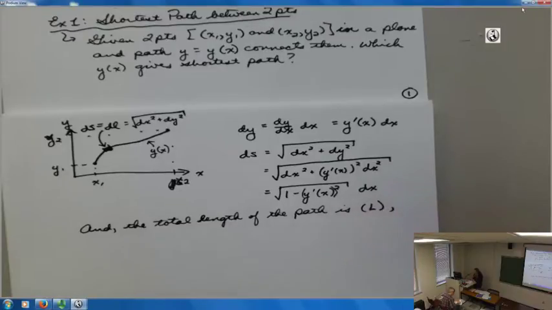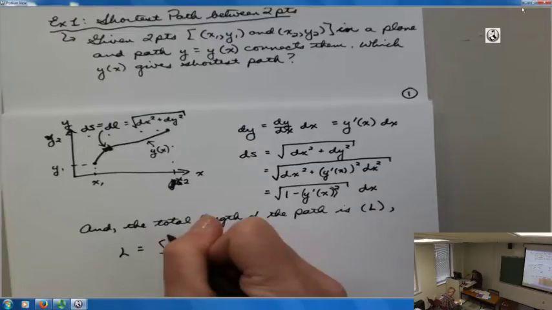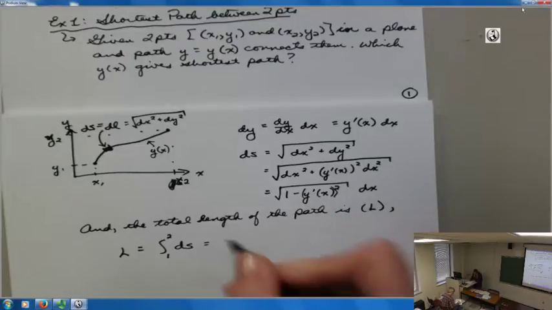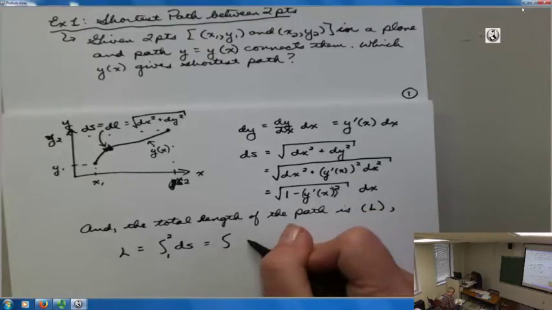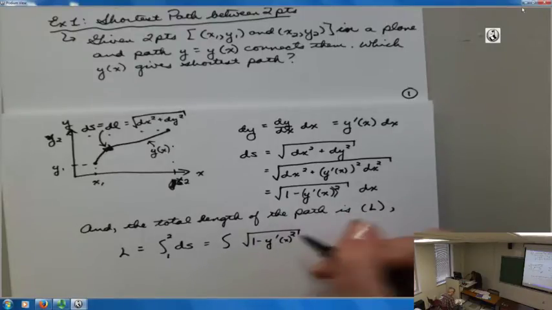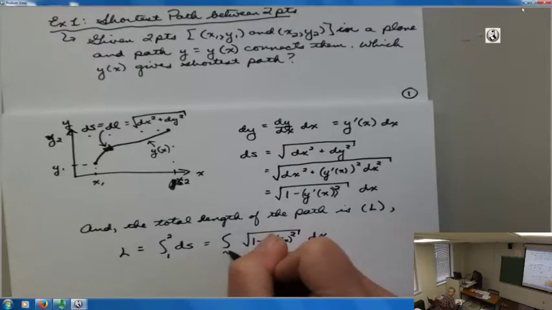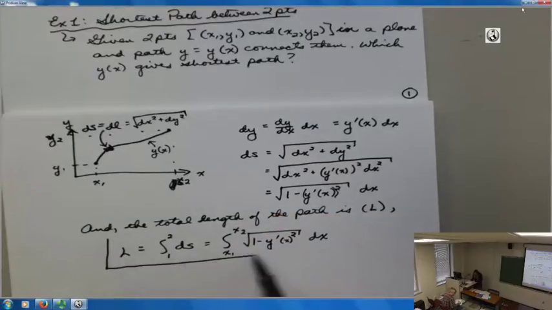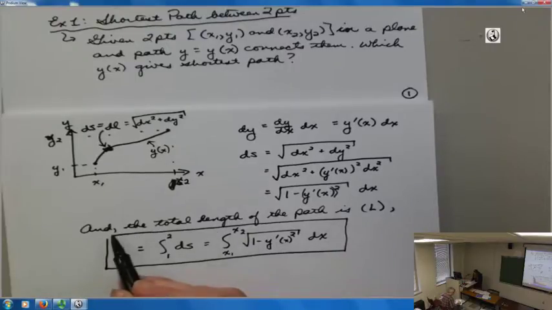represented by capital L, where L must be equal to the integral over ds. All right, so from point 1 to point 2, ds. So let me go ahead and make my substitution here. Got the square root of 1 plus y prime of x squared, dx. So dx is my variable, so I need to go from x1 to x2. All right. So this is my expression for the length of the path.